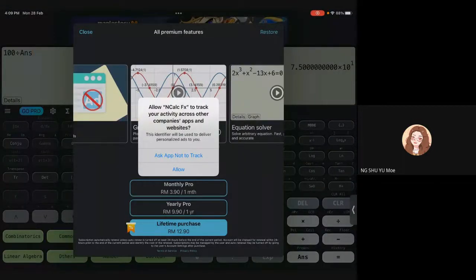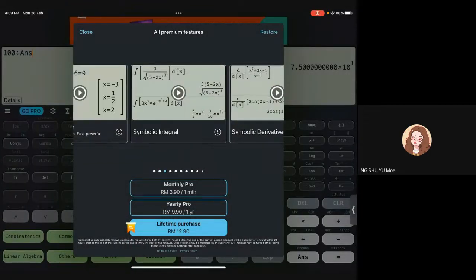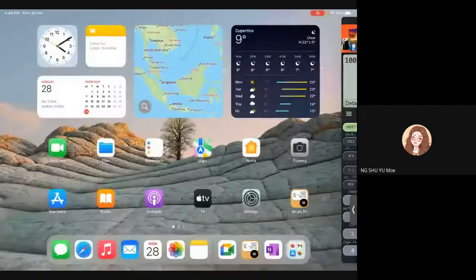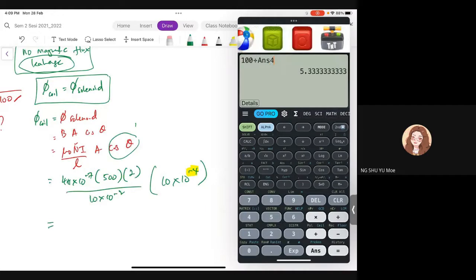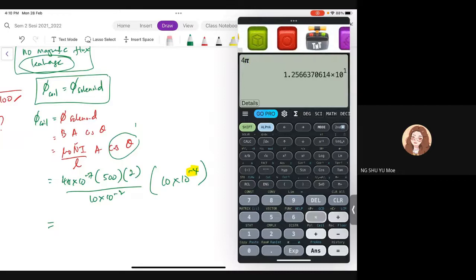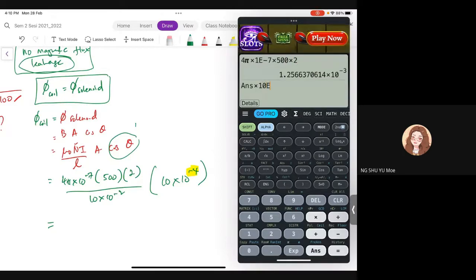Okay, tak ada. Close. Ini sini. So, saya guna ni: 4 pi darab 1 kuasa negatif 7, darab 500, darab 2, darab 10 power of negative 4. And then I divide by 10 power of negative 2. So I'll get my answer 1.26 times 10 power of negative 5. And the unit is Weber.